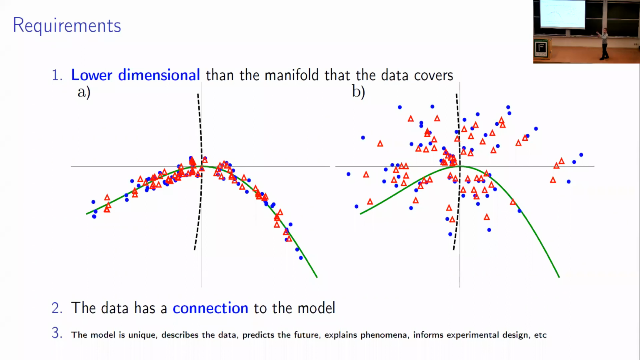So we have to find some order in the data. And in order to do that, you have to have a connection between the data and the model. So this will be mostly a function, right? And we might also want some nice things, that the model is unique, it describes the data, and all the things that models can do, like predict the future, explain the phenomenon that you are seeing, inform your experimental design later on, and all that stuff.